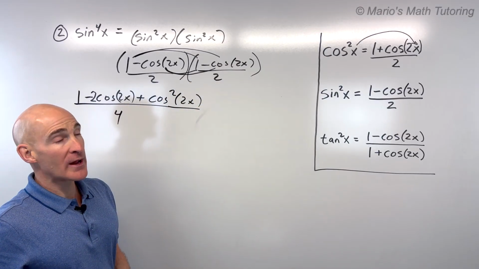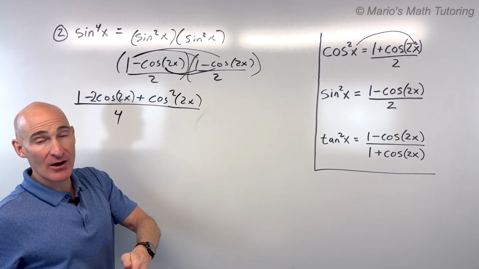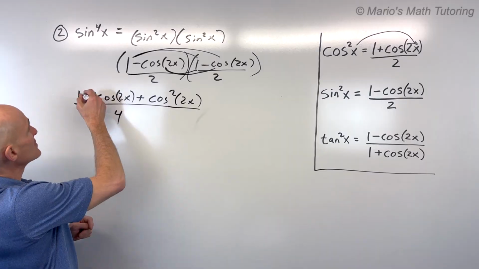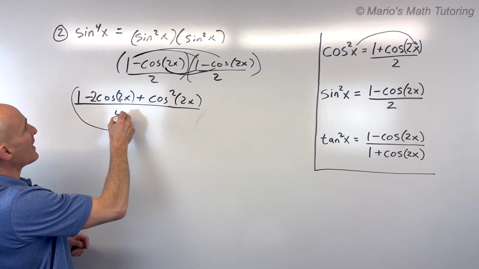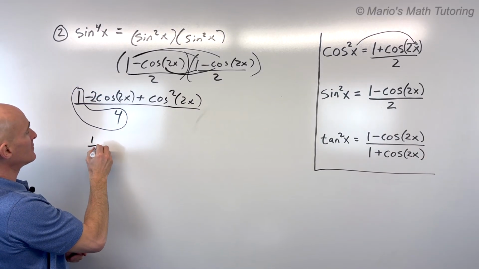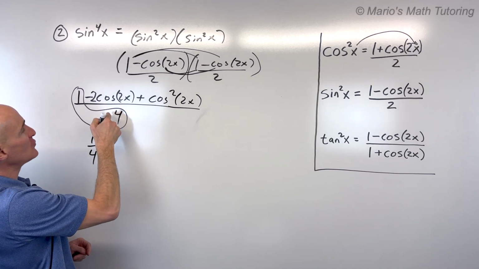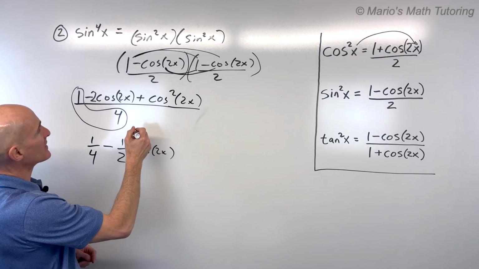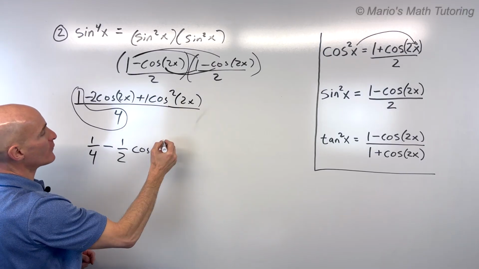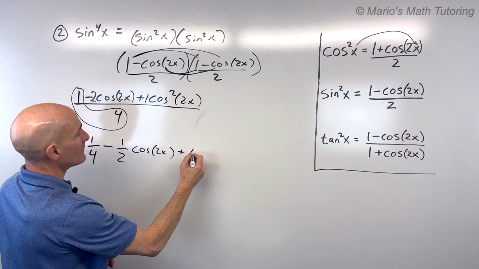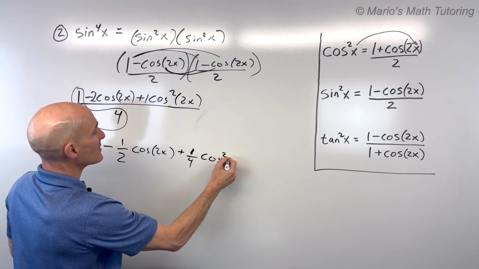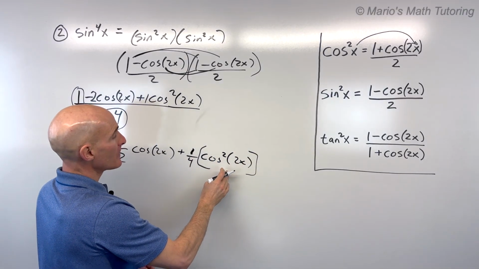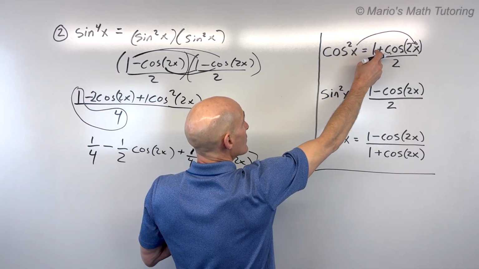Okay, so now we're going to have to take this cosine squared down a degree, okay, to bring it to a single power of cosine. But first, let's split this up into some fractions here. So we have 1/4 minus 2/4, which reduces to 1/2 cosine of 2x. And then this is like a 1. This gives us 1/4 cosine squared of 2x.